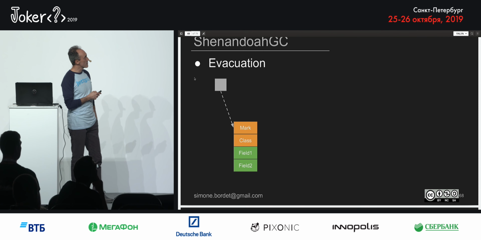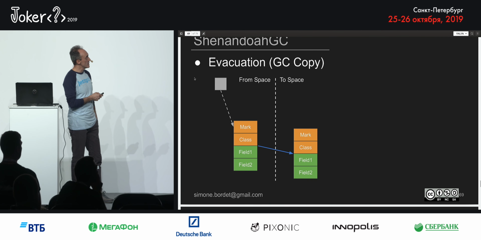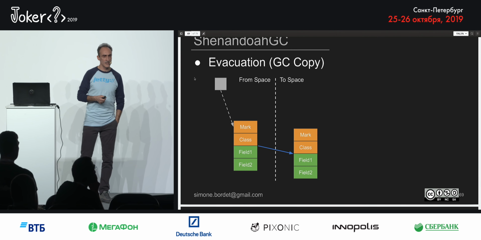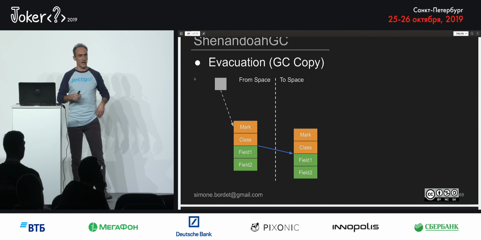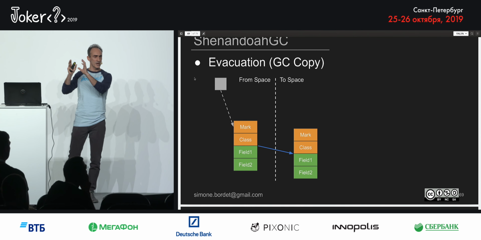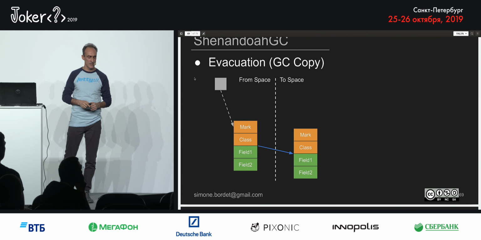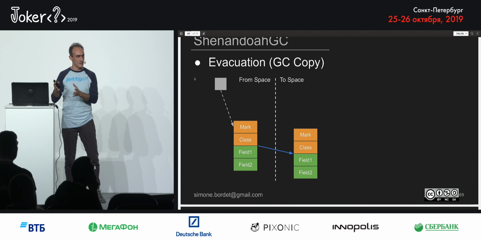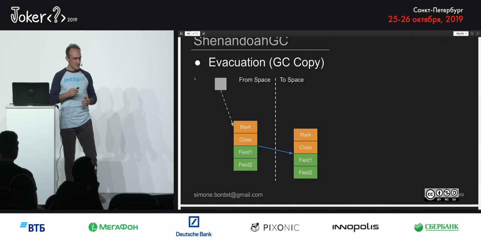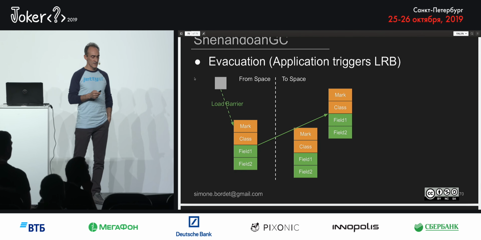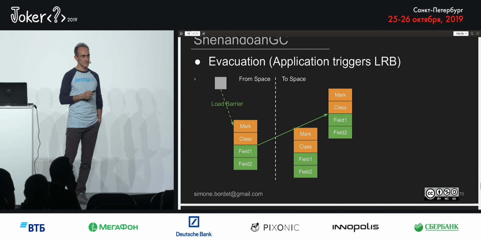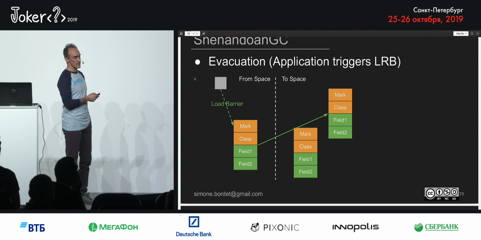Well, this is a normal case. We have an object pointing to another object. The garbage collector comes in and says, okay, I need to relocate this object. I need to compact this object into another region, all right? So it creates a copy of this, right? But exactly at this point, the application comes in and triggers the load barrier.